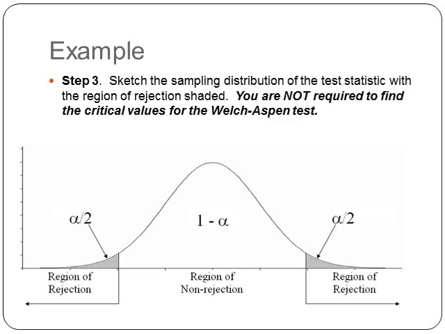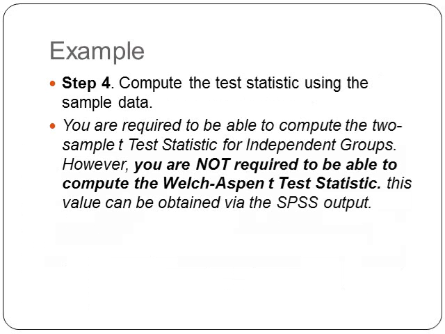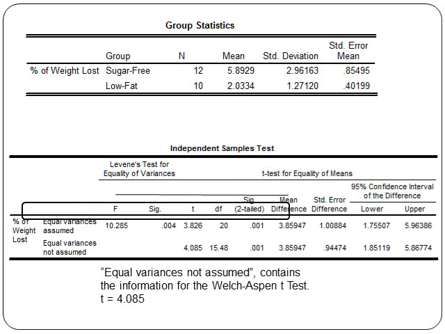We could still, if we wanted to, sketch the distribution. For now, we're not going to calculate the critical values of the Welch-Aspin test, although you could look them up, rounding down, in the back of your book for degrees of freedom. Compute the test statistic, and here we're going to rely on the SPSS output.